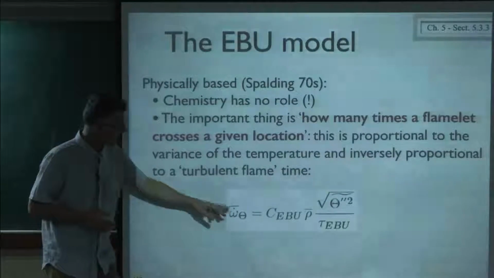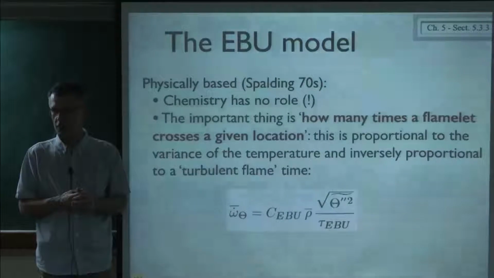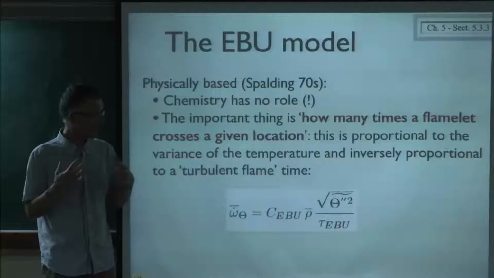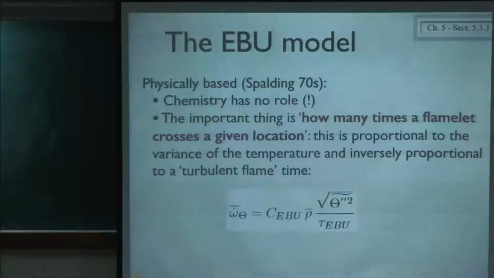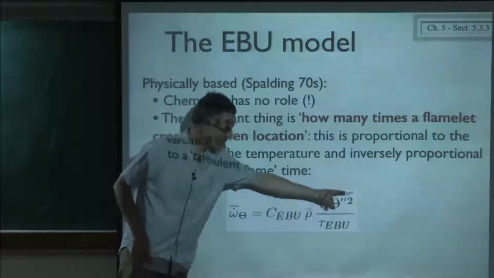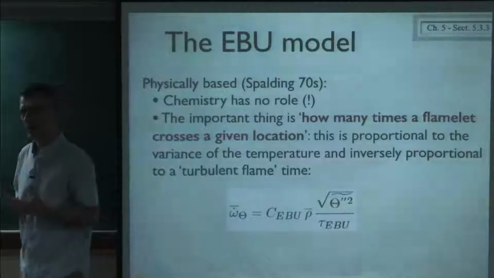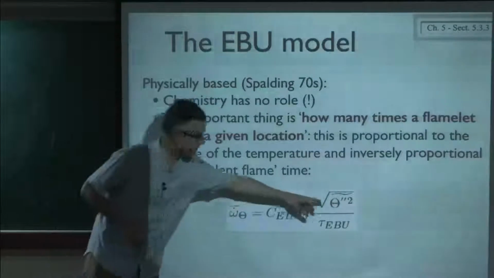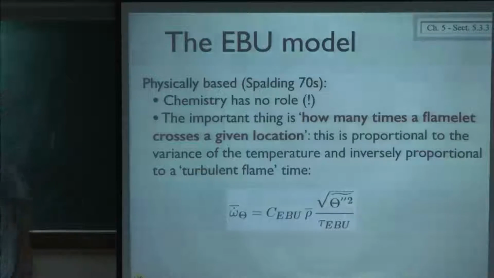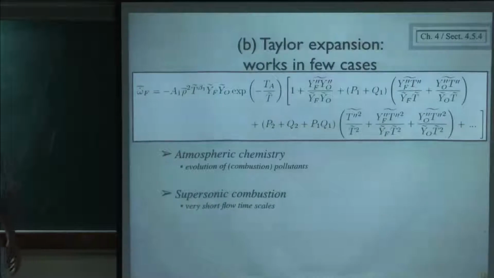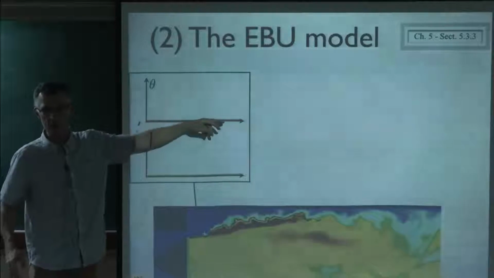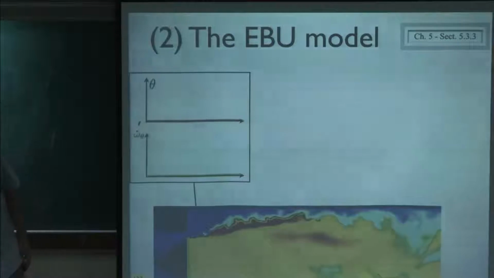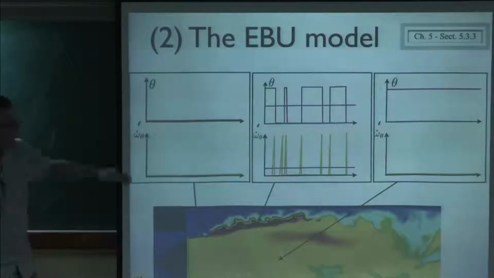So to measure that, he tried to construct something which is proportional to the number of times where a flame is crossing a given point. Now, obviously, there's one quantity here which is useful to qualify that, and it's the variance of the temperature. Because if you go back to the previous slide, you see that here, there is no variance of temperature, and the reaction rate is 0. On the other side, same thing. And in the middle here, there is a variance of temperature.